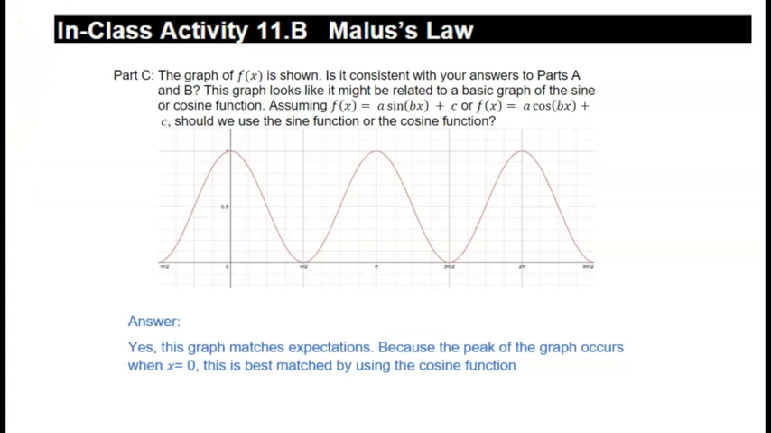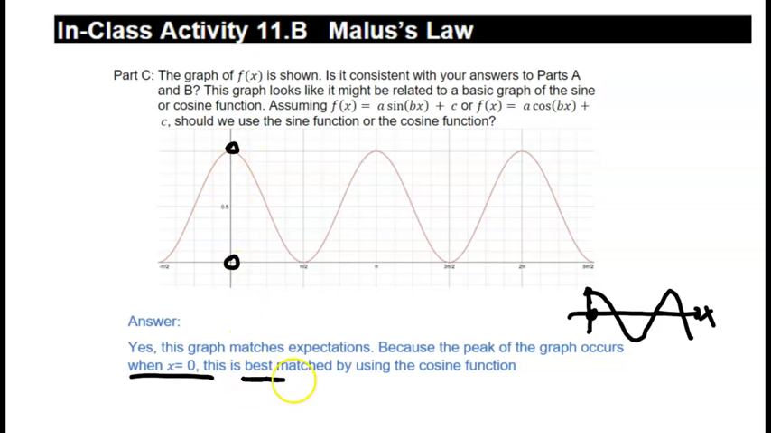Now, the graph is consistent with our answers, with the cosine function rather than the sine function, because you can see that the raw cosine function peaks when theta is equal to 0, right? When x is equal to 0. And this is also happening at the same point here. We are getting the peak here. So the cosine function is the best matched expression for our solution.